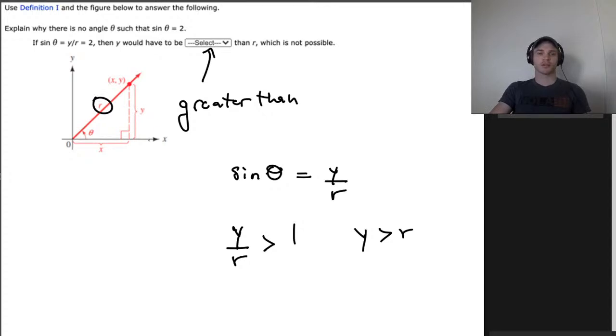R is the hypotenuse, okay? So the longest side is r. That's what it means to be the hypotenuse, the longest side of a right triangle. So this can't be the case. So the sine and the cosine can never be greater than 1. And when you start looking at the wave function graphs, you can see that more easily. So this drop down is probably greater than. And hopefully that explanation wasn't too long-winded. Okay, let's try the next one.